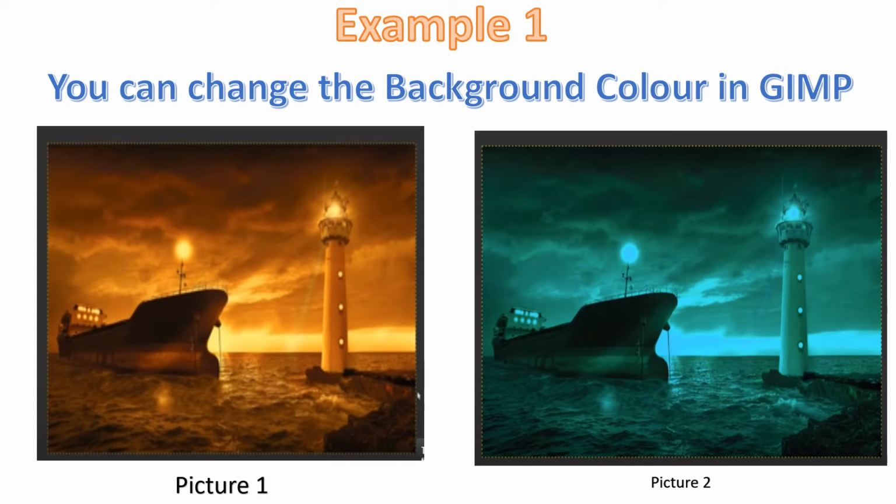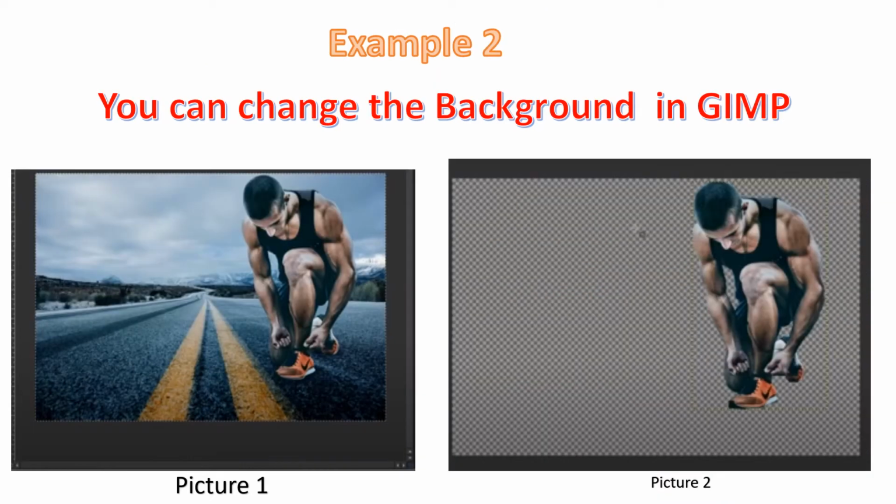In this slide, I gave one example for changing the background color in GIMP. First picture is the picture I want to edit. In second picture, picture 2, I have changed the background color. See this children, like this you can change the background color of your picture in GIMP. In GIMP you can change the background also.